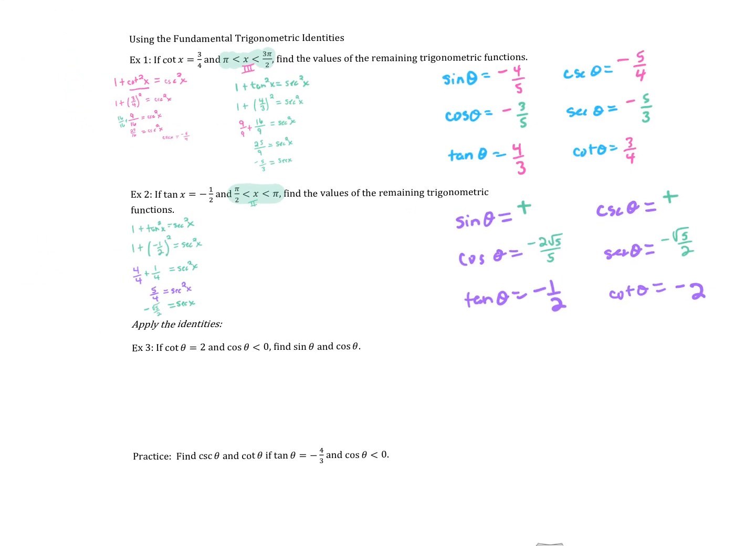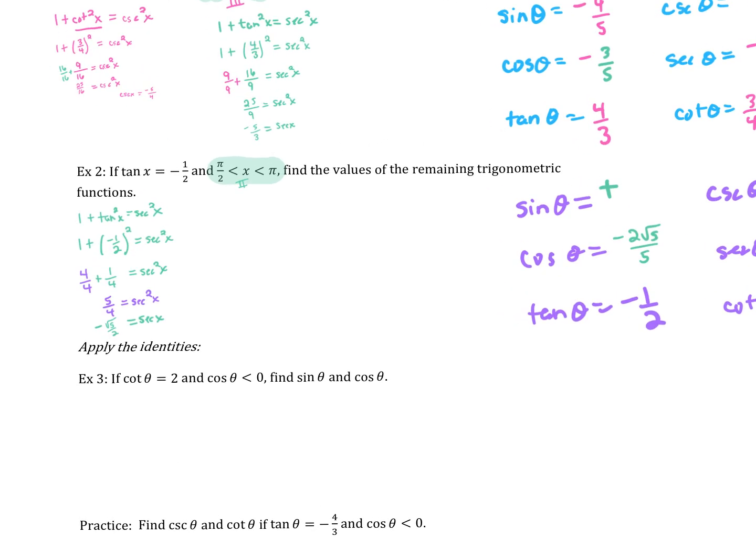Okay, I do want to do one of these with the sine squared, with the identity sine squared x plus cosine squared x equals 1. So let's do this one.